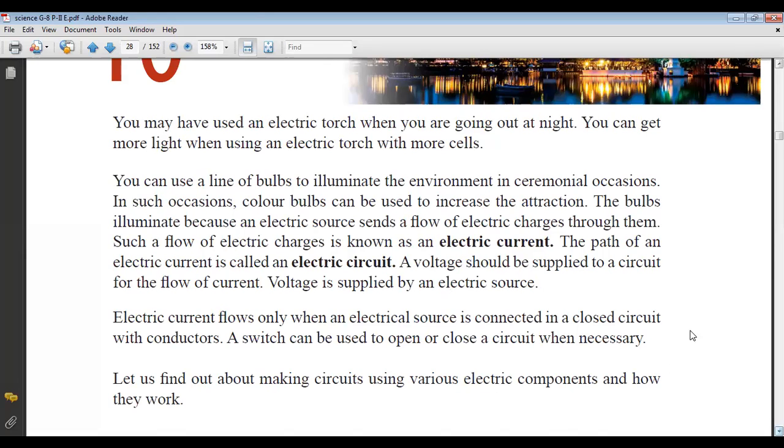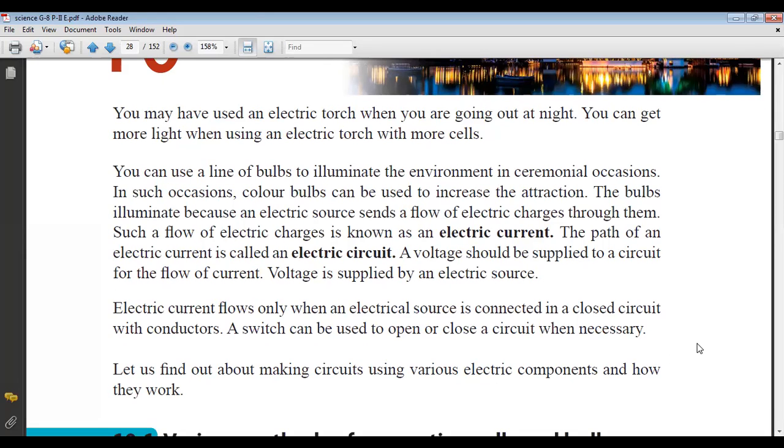Let us find out now when electric current flows. Go back to the electric current. The path of an electric current is called an electric circuit. A voltage should be supplied to a circuit for the flow of current. Voltage is supplied by an electric source.